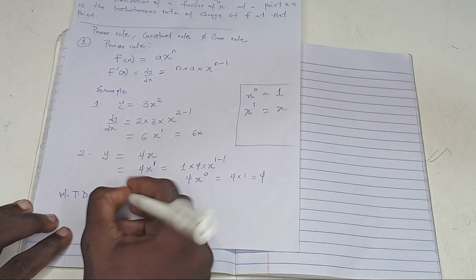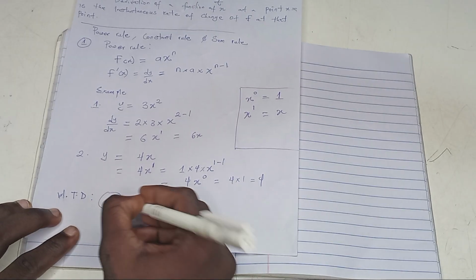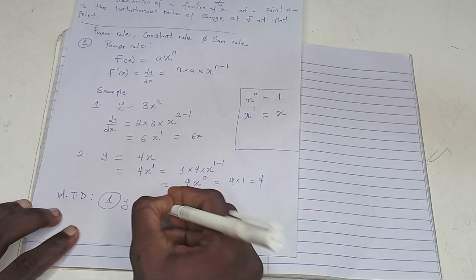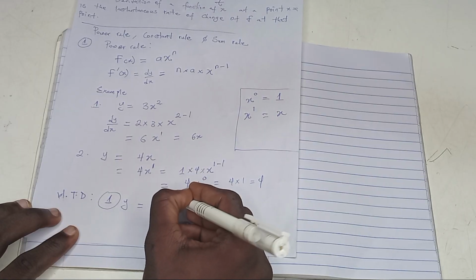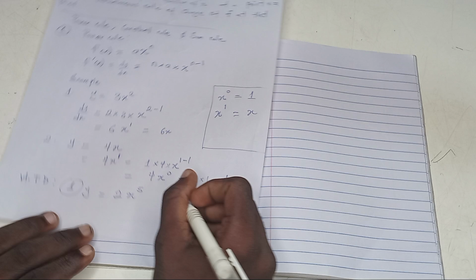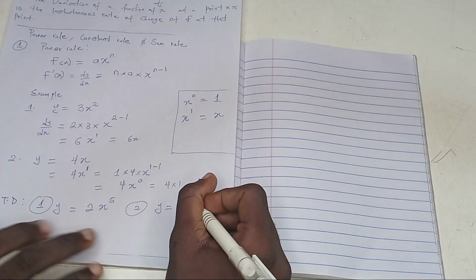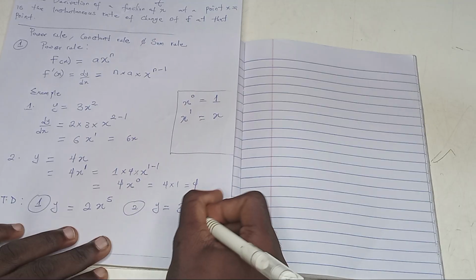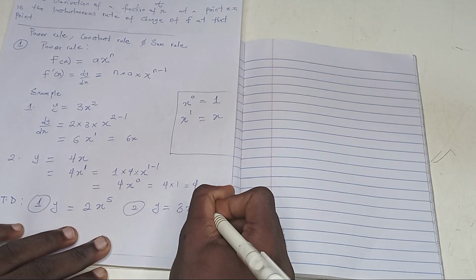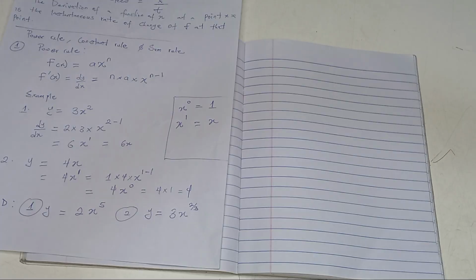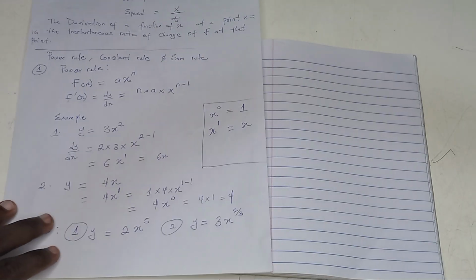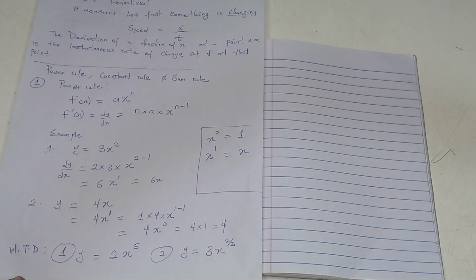Your own work to do under power rule are the following. First, if y is equal to 2x to the power 5, what is dy dx? 2. If y is equal to, let me make it a bit tougher, 3x raised to power 2 over 3, what is dy dx?